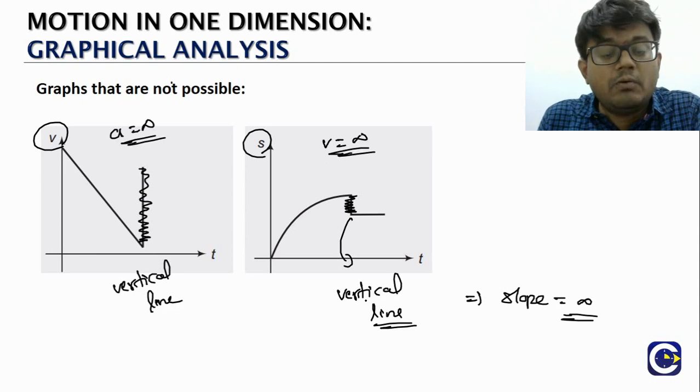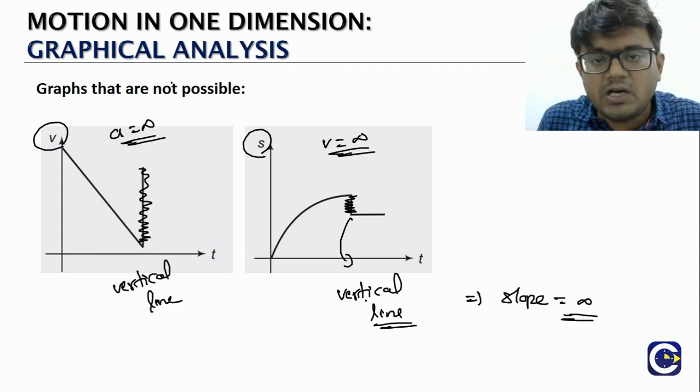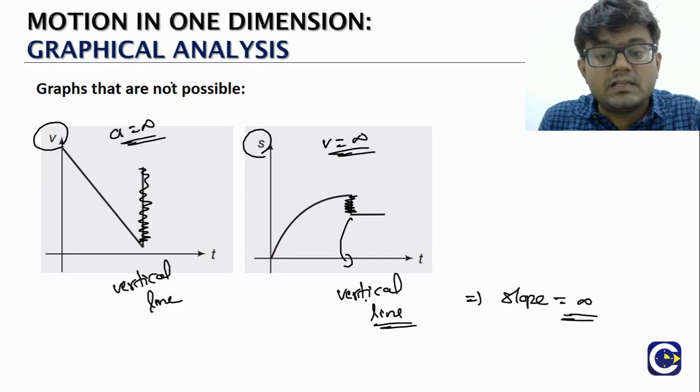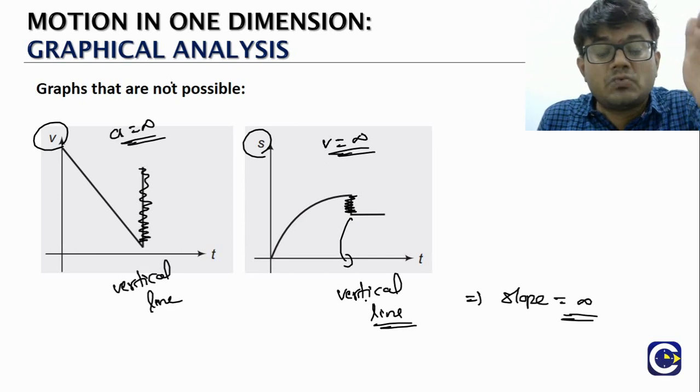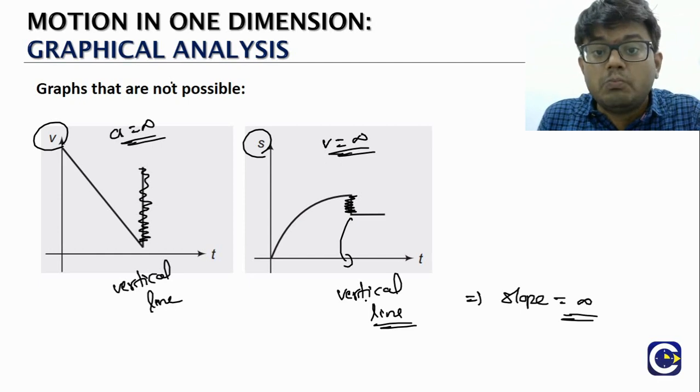If you have a position time graph or the displacement time graph, that also cannot be vertical. Why? Because velocity time graph vertical means we are saying that acceleration is infinity, which is not possible, right? Position time graph is vertical means we are saying that the velocity is infinity. That is also not possible. Okay.